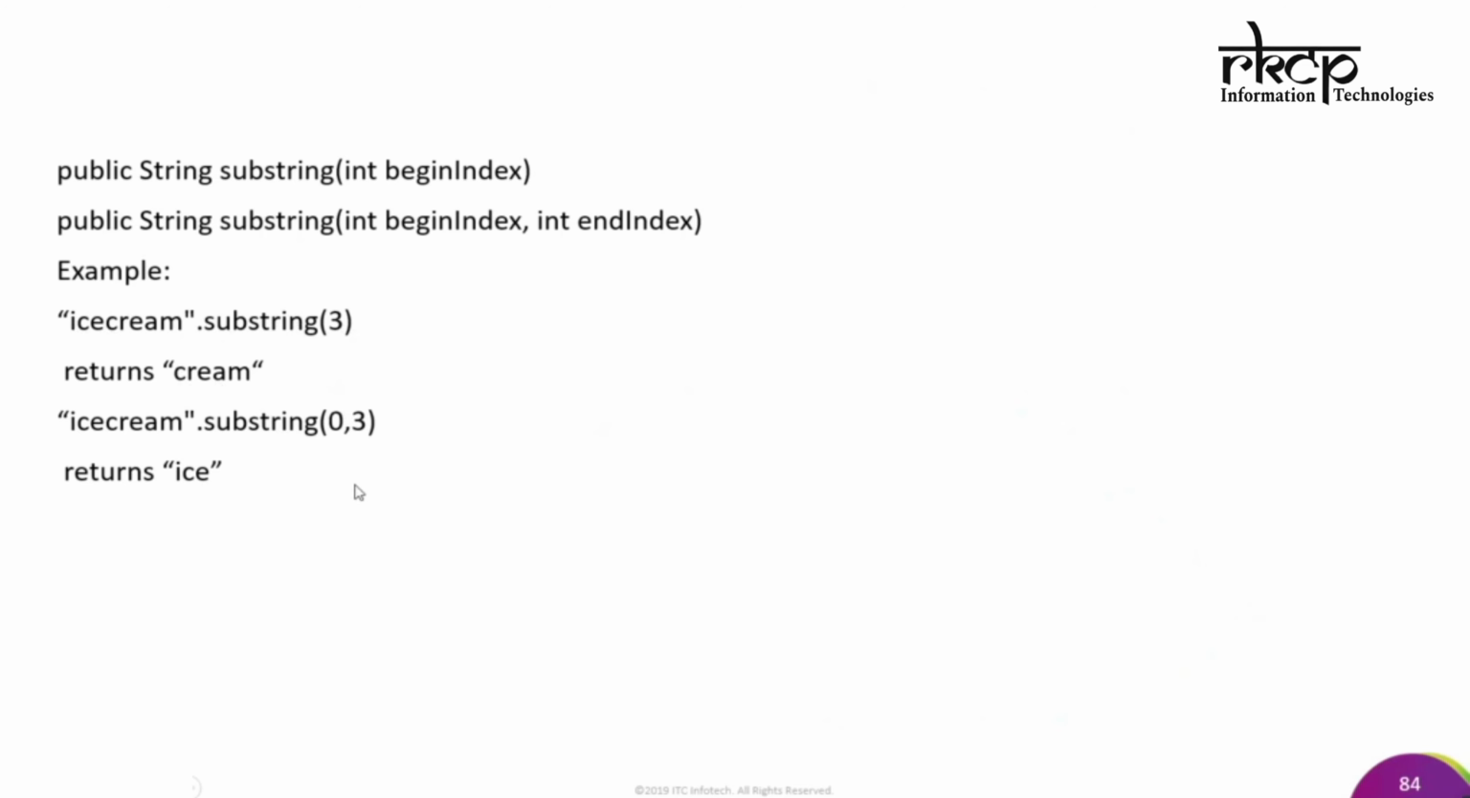In the same way, you are writing here from 0 to 3. So 0 to 3 means starting from the 0 index, that is I, then 1, then 2. And what will be the difference? 3 minus 0 is 3 characters. Start with 0 and take that many characters. So it will print ice.